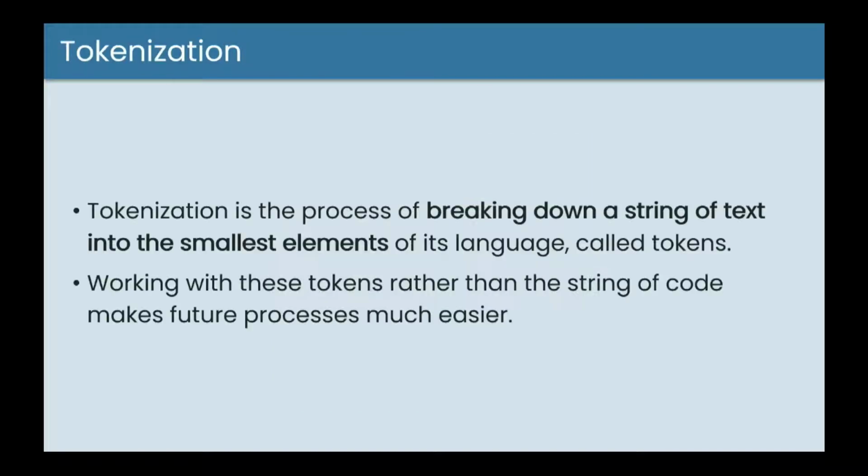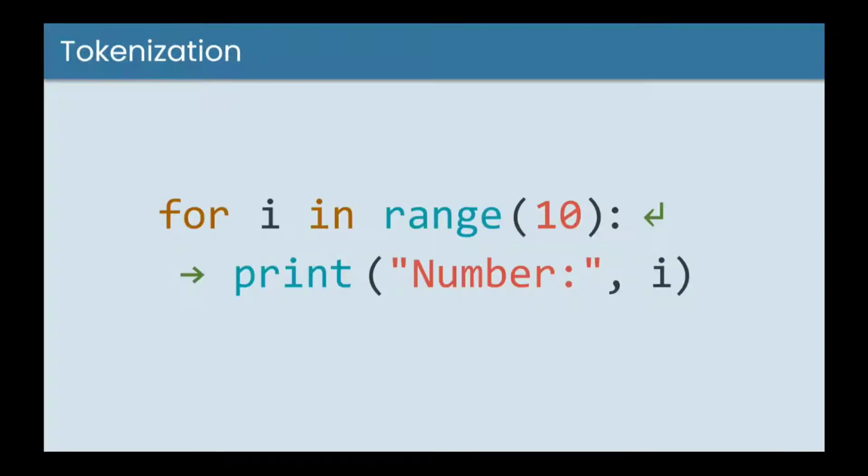So the first part of this low-level understanding is tokenization, which is the process of breaking down your string of text into its smallest elements, which we call tokens. Working with these tokens is much easier than working with a big string of text. It makes everything in the future quite a bit easier. Let's take an example Python program that we'll be using through pretty much the whole talk. This simply goes through the numbers 0 to 9 and prints them out. So it prints number 0, number 1, number 2, etc., all the way up to number 9.